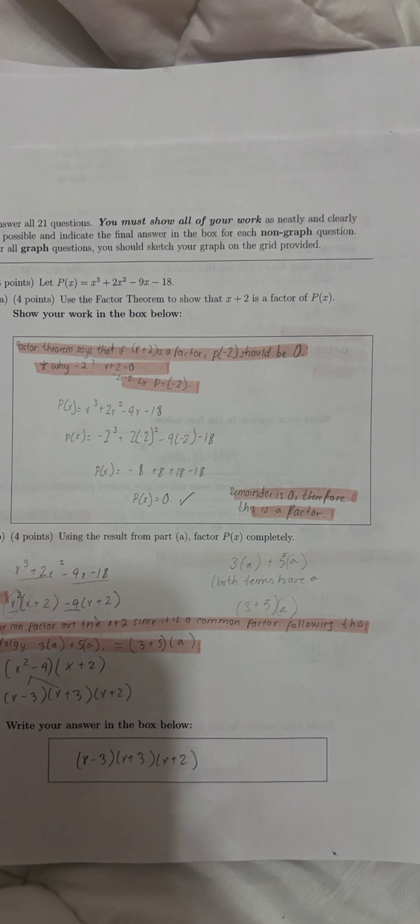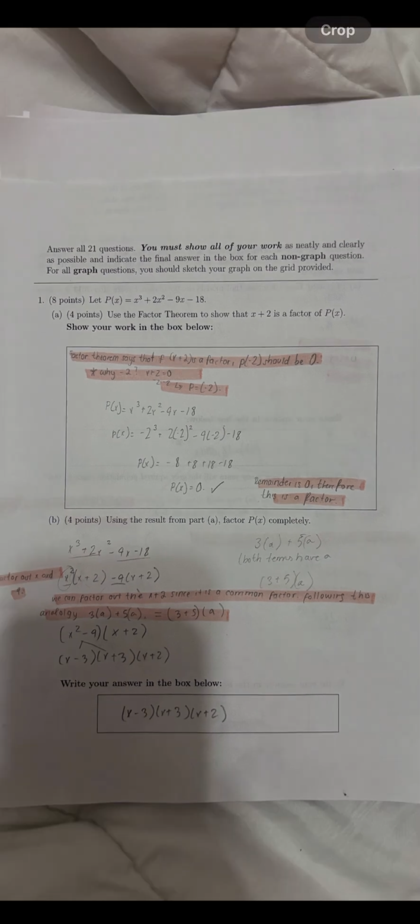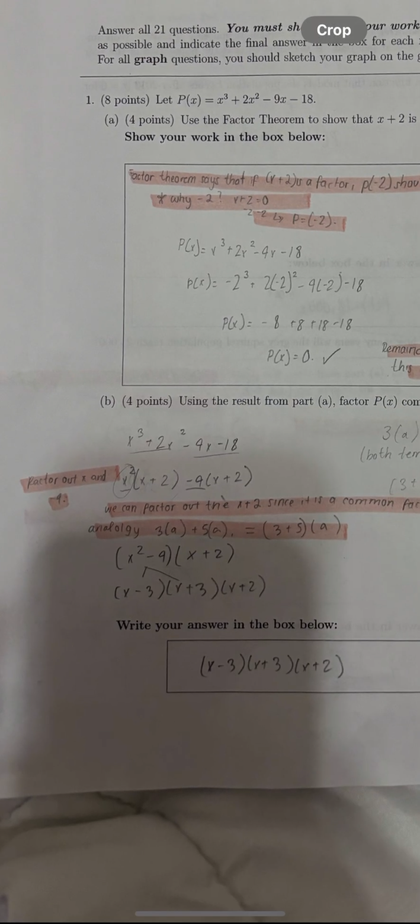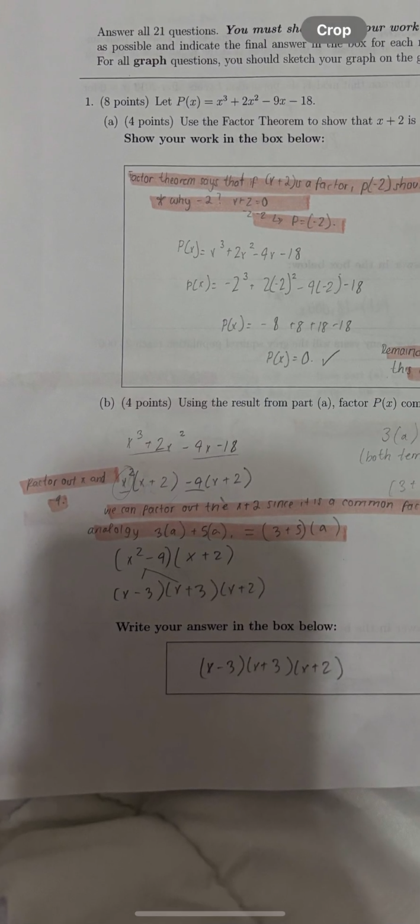3a plus 5a is equivalent to 3 plus 5 times a. This leaves us with x squared minus 9 times x plus 2. We want to factor, or just basically distribute, x squared minus 9 into x minus 3, x plus 3. And our final answer will be x minus 3, x plus 3, and then x plus 2 stays intact. So we have 3 answers.